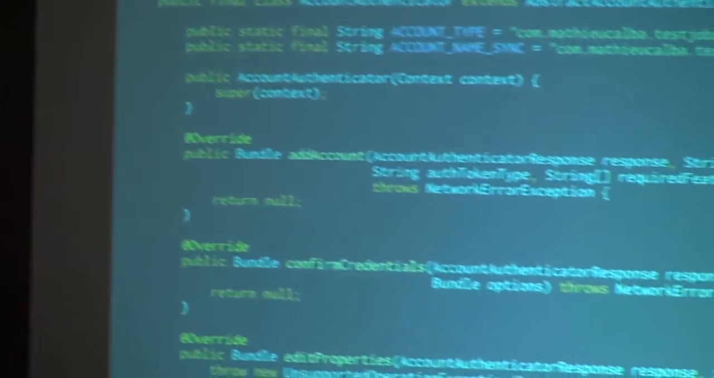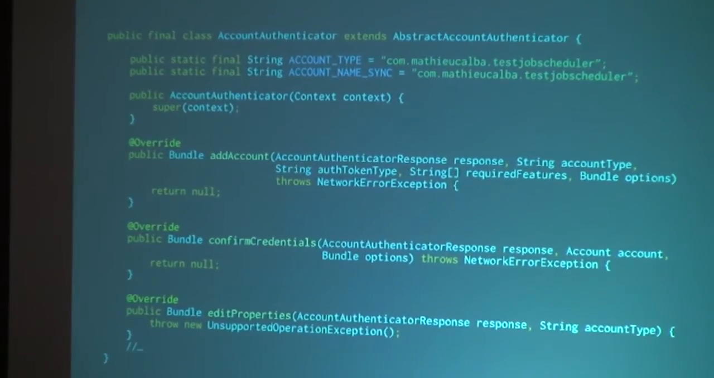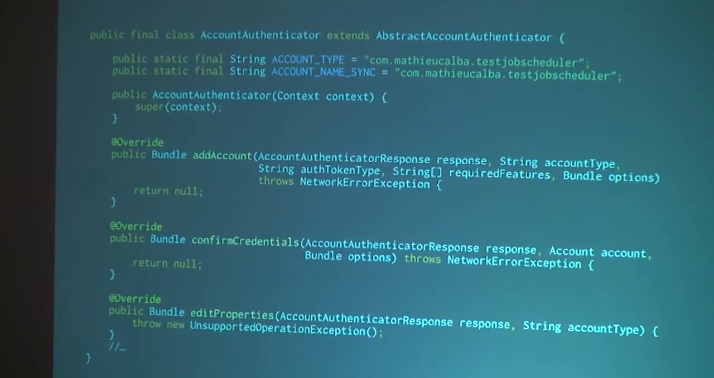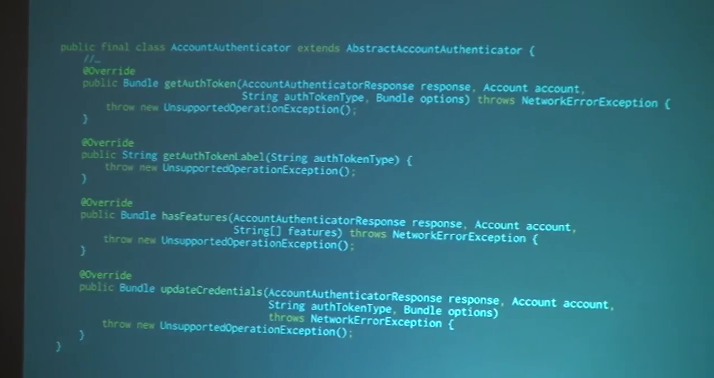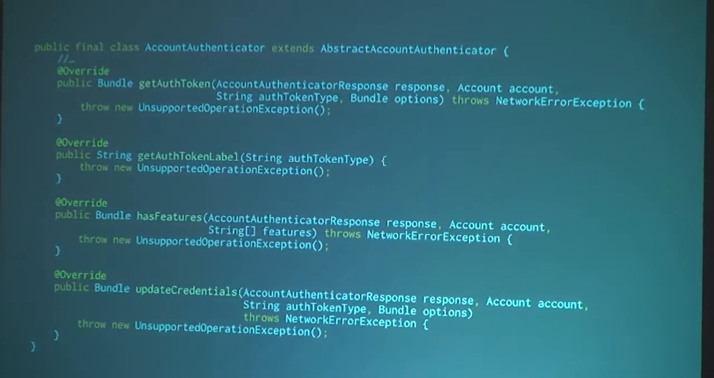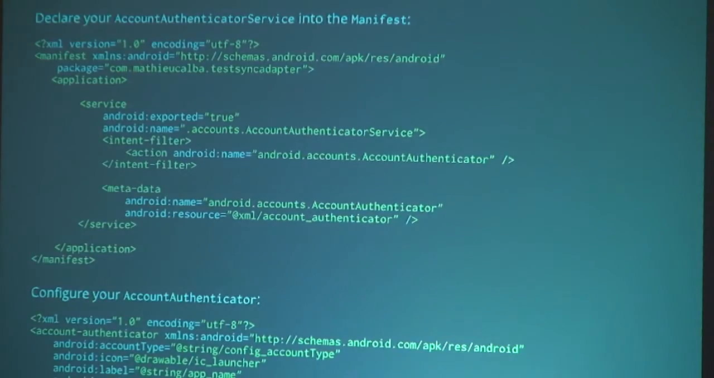So first, we need to create an account authenticator, but not every app needs an account, and the user doesn't need an account for every app. So basically, we can create a stub account authenticator. So we return null or throw unsupported operation in the different methods. Not a lot of boilerplate code, but nothing more to do. And we need to bind the authenticator to the framework by using a service, and we return it in the onBind. Then we need to declare it in the manifest, and we need to configure it.